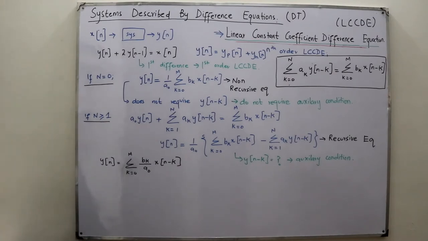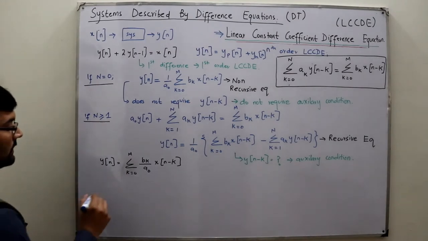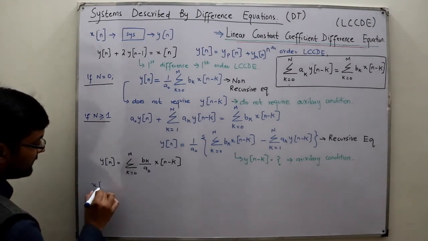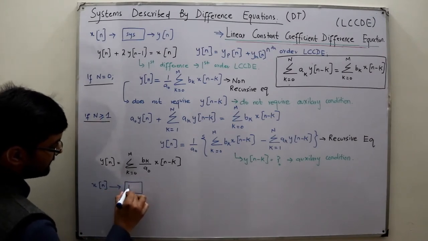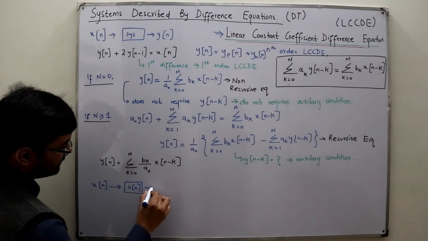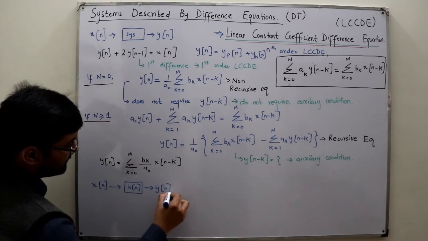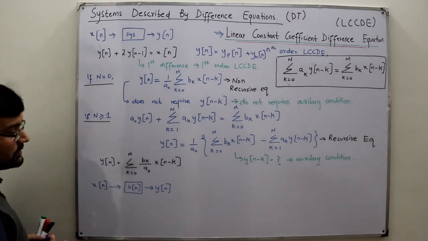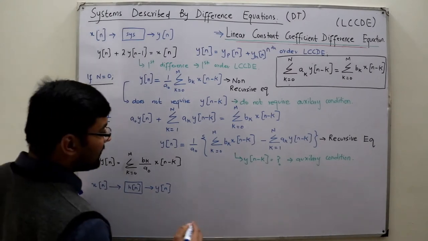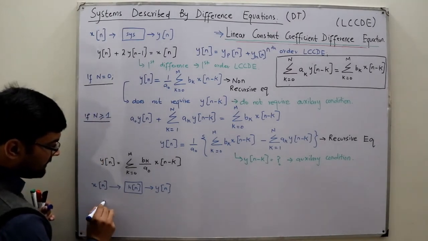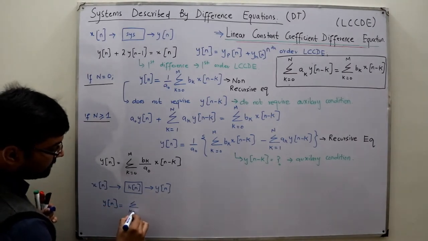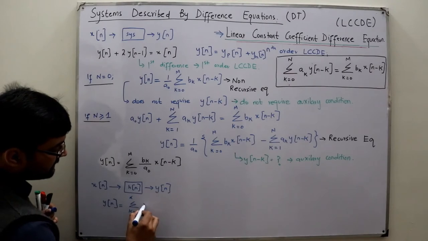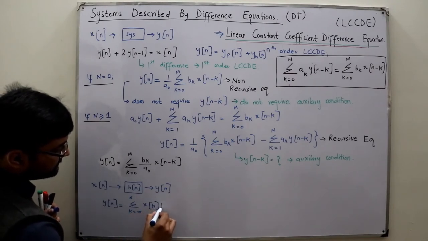Now what do you have? If you have a system, you know, x of n is the input to the system, the impulse response of the system is h of n, and the output of the system is y of n. So how do you represent the output of this system? You say that y of n is equal to summation k running from negative infinity to positive infinity, x of k into h of n minus k.